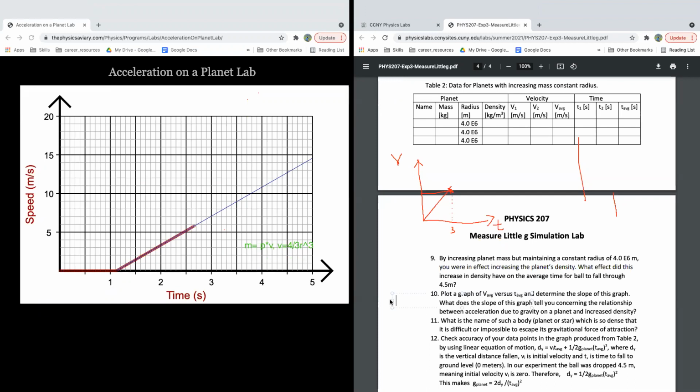So for question 10, include 0, 0 in the graph. What is the name of such a body which is so dense that it's difficult or impossible to escape from its gravitational force of attraction? Basically, that absorbs everything. So what is this? You guys know? Yeah, that's correct. This is a black hole.